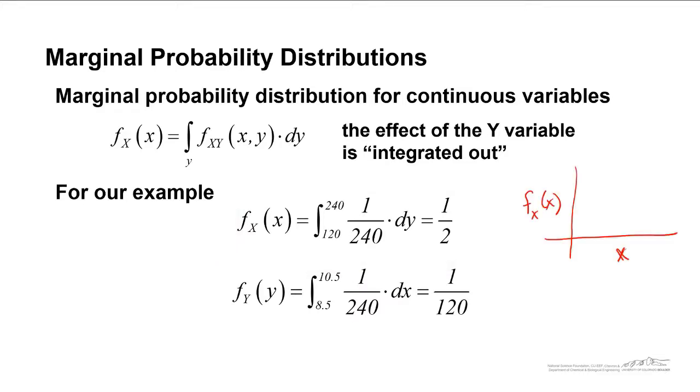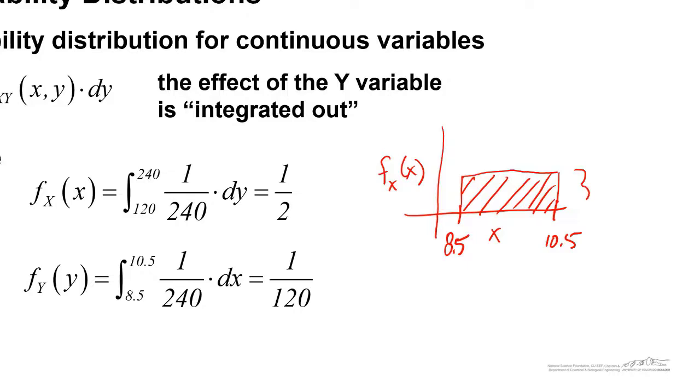In other words, if you were to slice fxy up and you're only to look at the effect of x, the domain for x is 8.5 to 10.5. And if this were our density function, then our fxy would have to be 1/2 because the width of this is 2, which is 10.5 minus 8.5, and so the height has to be 1/2. So fx of x is 1/2.